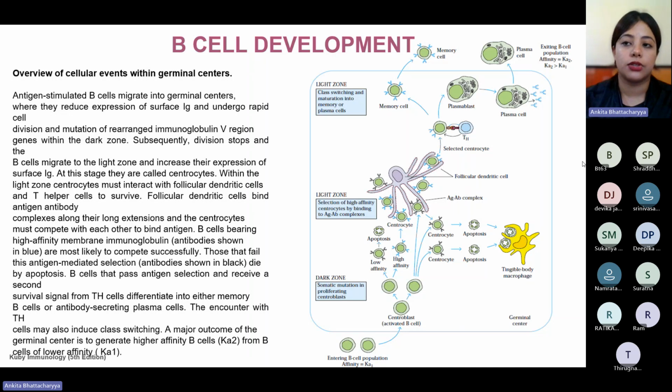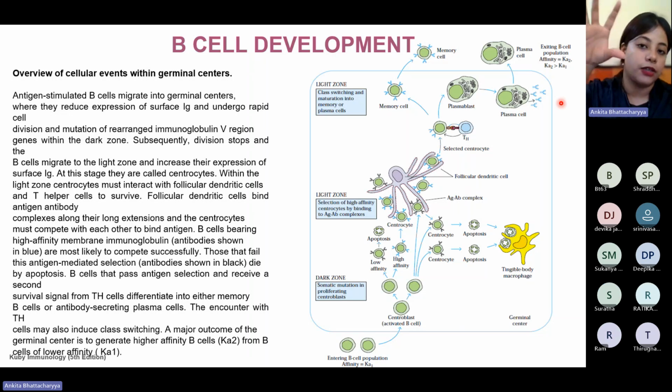So this schematic, also again taken from Kubi, is a representation of the events that occur within the germinal centers. So again, you remember the germinal centers are regions where there's very rapid B cell proliferation, right? And it is present within the cortical region of the lymph nodes, of the peripheral lymph nodes. So there, let's go by the legend only because it's more organized.